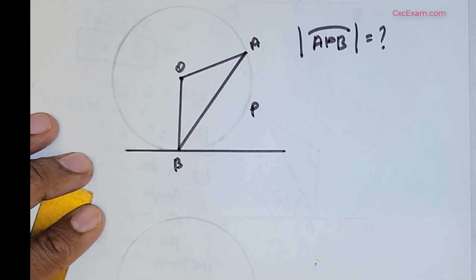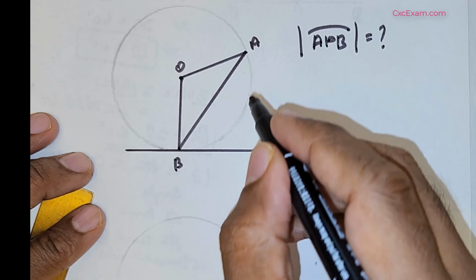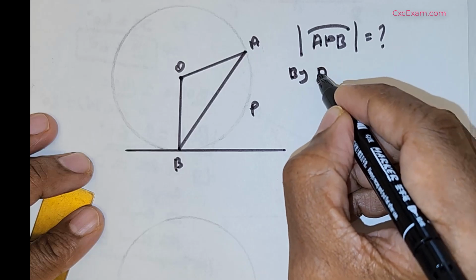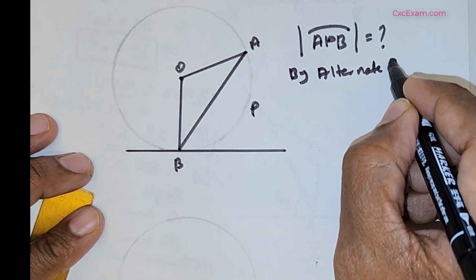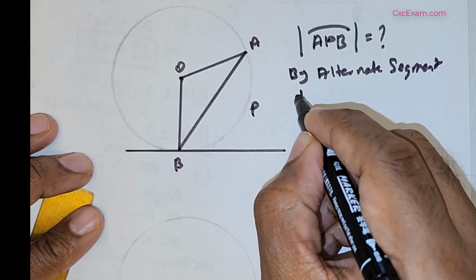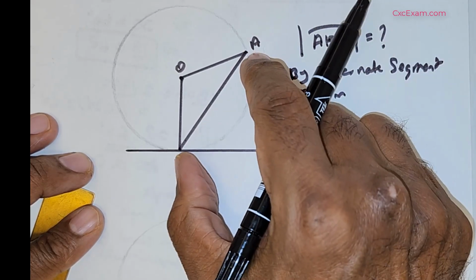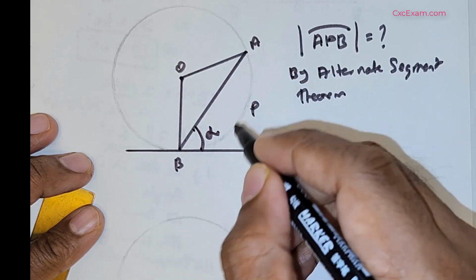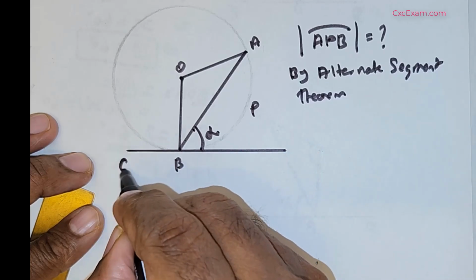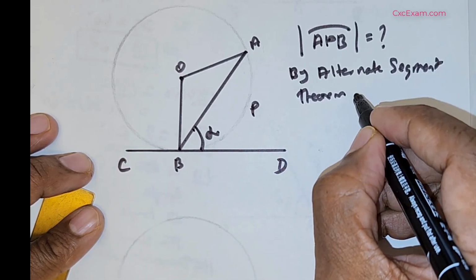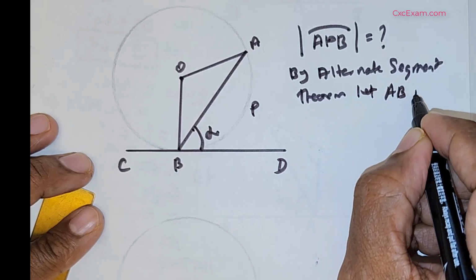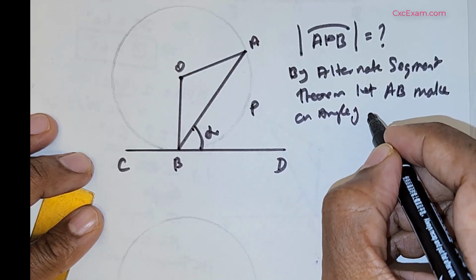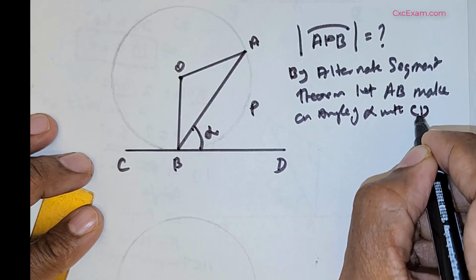So how are we going to do that? Now, by alternate segment theorem, let this chord make an angle of alpha with the tangent CD. Let AB make an angle of alpha with CD. CD is the tangent.